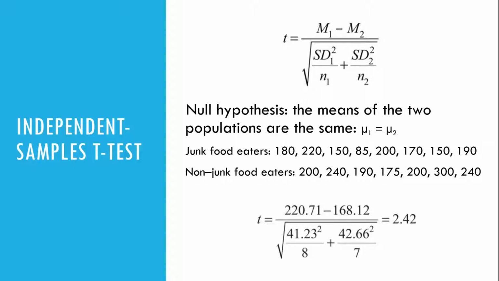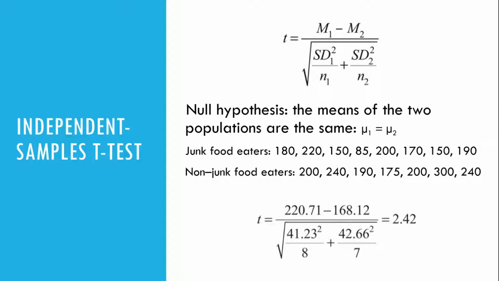Example: independent samples t-test. Now the health psychologist wants to compare the calorie estimates of people who regularly eat junk food with the estimates of people who rarely eat junk food. He believes that the differences could come out in either direction, so he decides to conduct a two-tailed test. He collects data from a sample of 8 participants who eat junk food regularly and 7 participants who rarely eat junk food. The data are as shown on the screen.